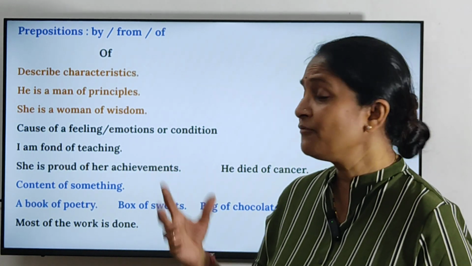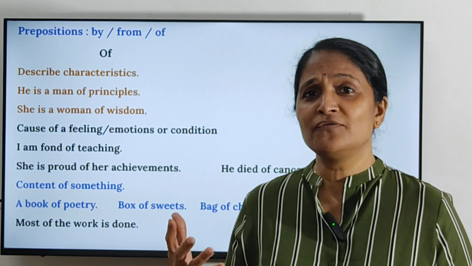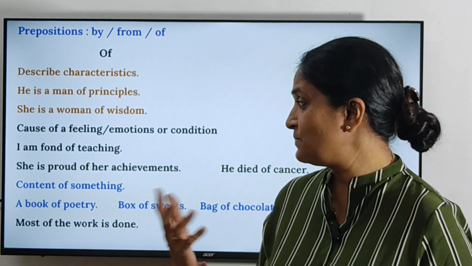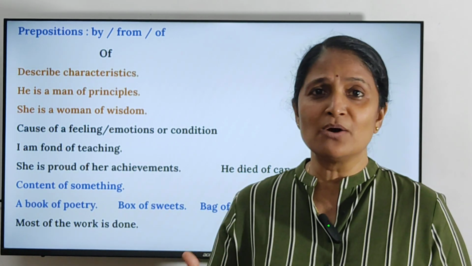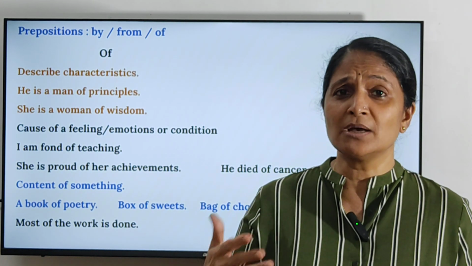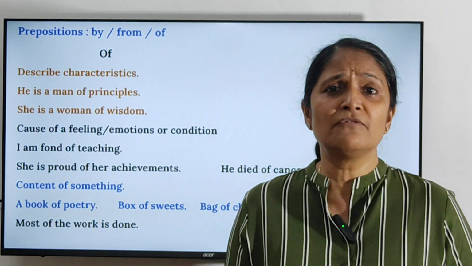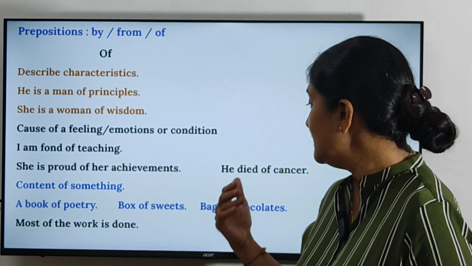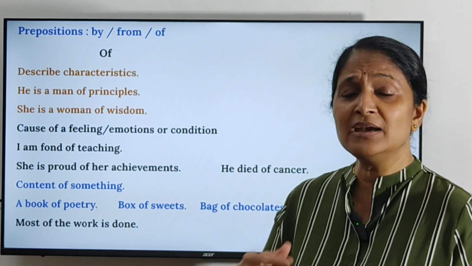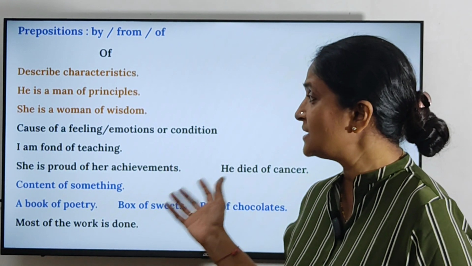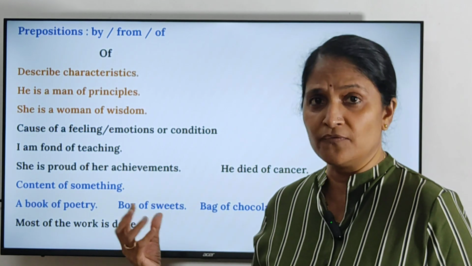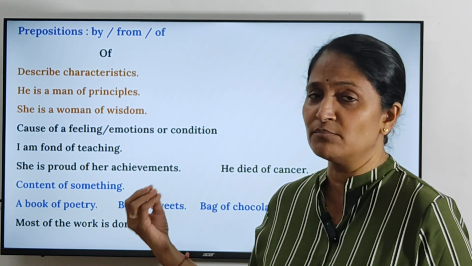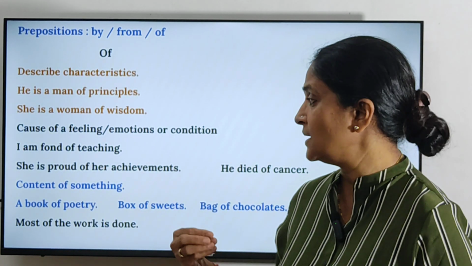For that, I am fond of teaching. पढ़ाना मुझे पसंद है. She is proud of her achievements. उसे बहुत अपने achievements के ऊपर गर्व है, ऐसा बोलते हैं. He died of cancer. So these are the situations where you are talking about feeling and emotions with of, right? So there is a reason for something. There is a cause for something.